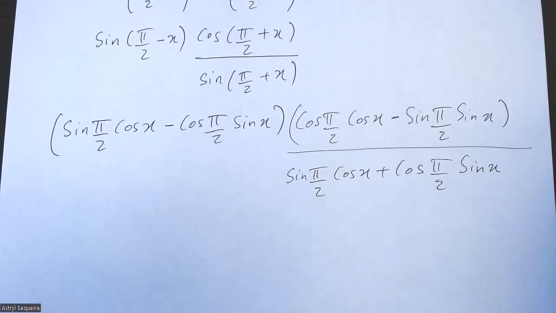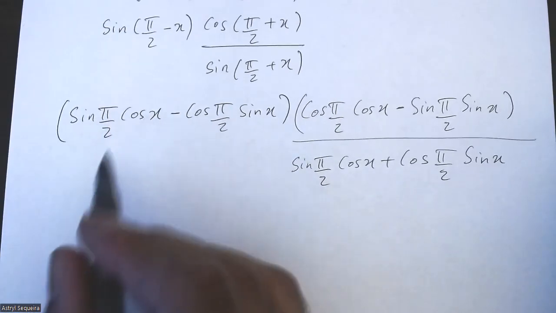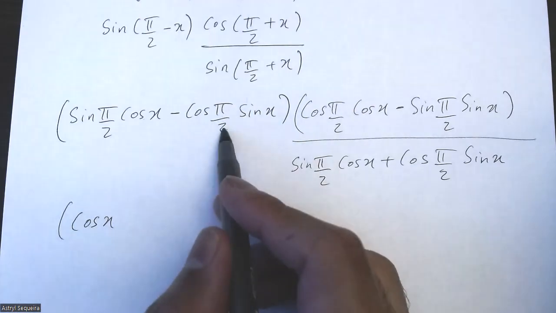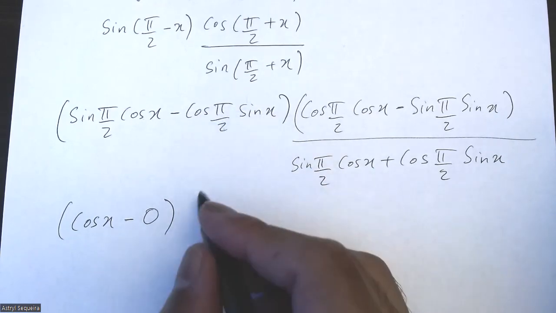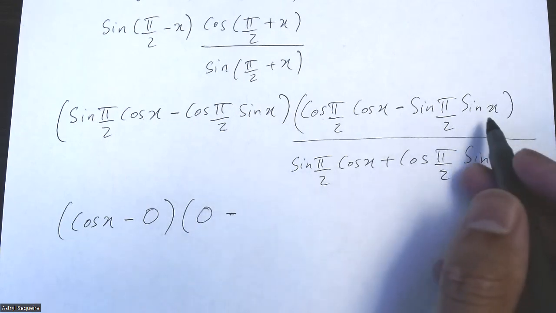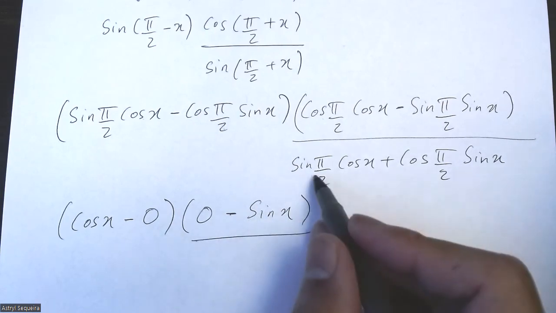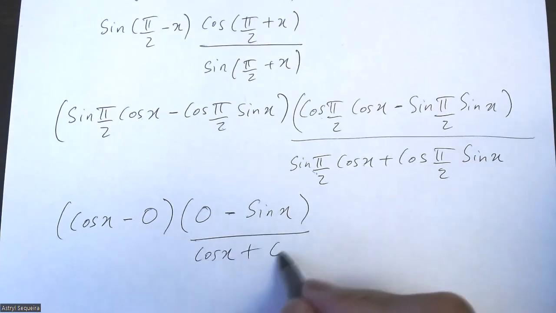So sine of pi over 2 is just, let me do that in my calculator just to make sure, it's just positive 1. So here I have 1 times cos x, which is just cos x. And cos of pi over 2 is just 0. This is just cos x minus 0 because 0 times sine x is just 0. This is also going to turn into 0. This is just negative sine x. And then the denominator here is just 1 times cos x is cos x. And 0 times sine x is just 0.